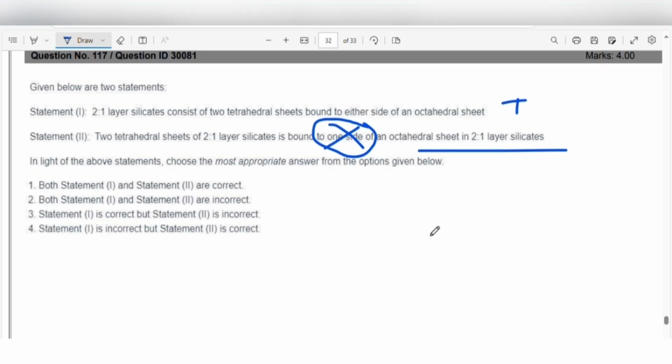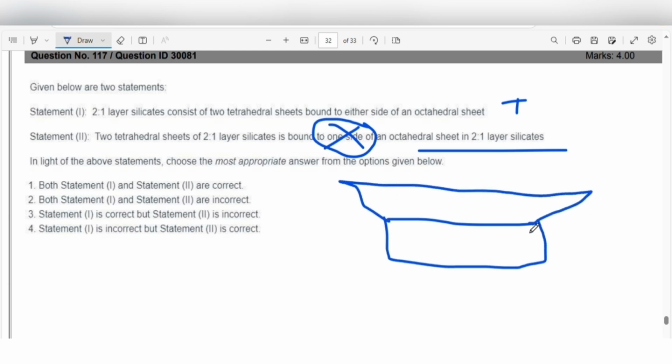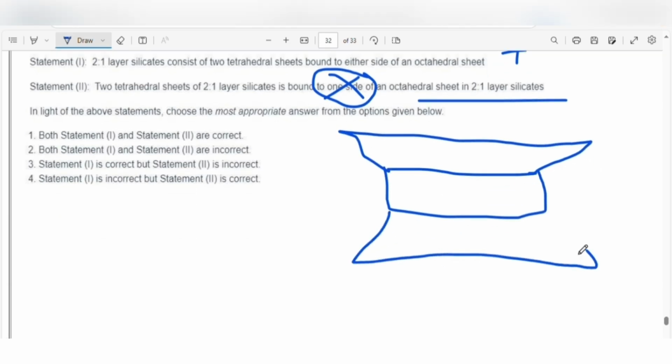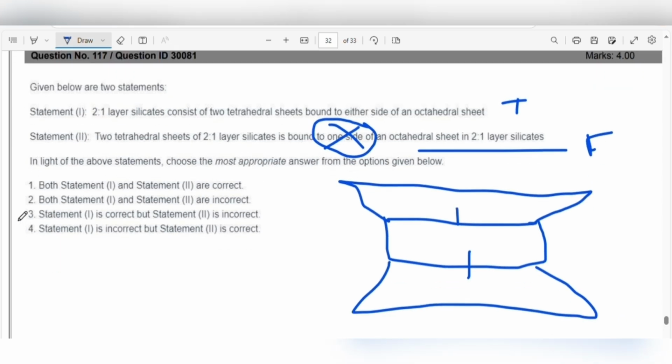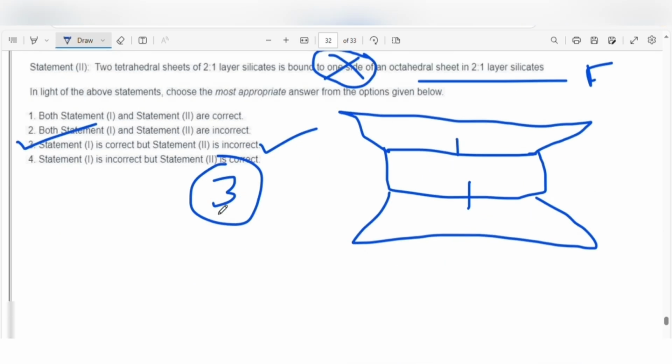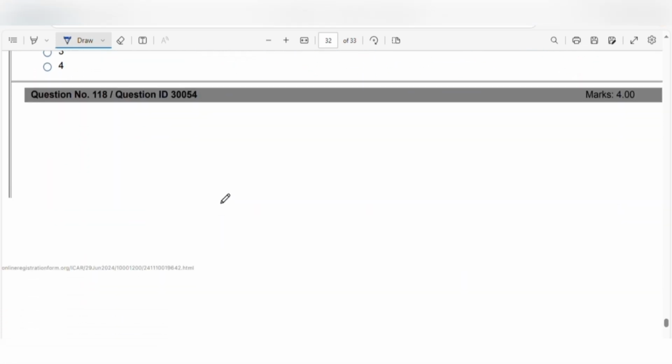If we draw it very simply, say this is the octahedral sheet, then for a 2:1 mineral, we know this is one tetrahedral sheet and this is another tetrahedral sheet. So it is connected on either side of the octahedral sheet and not on only one side. So statement 1 is true, but statement 2 is false. So option 3 will be the correct answer. All right. From here, you should read the structure of all the 1:1 and 2:1 layer silicates and the minerals, and you should be very thorough about it. Let's move on. We are almost on the verge of completion.